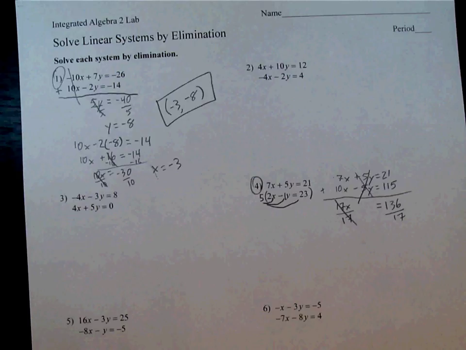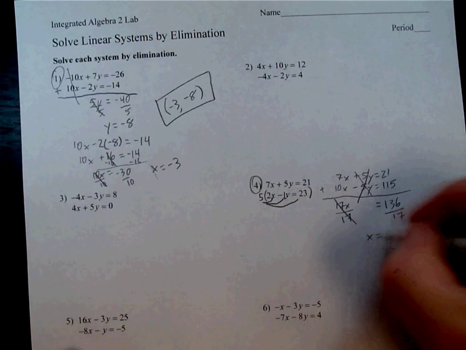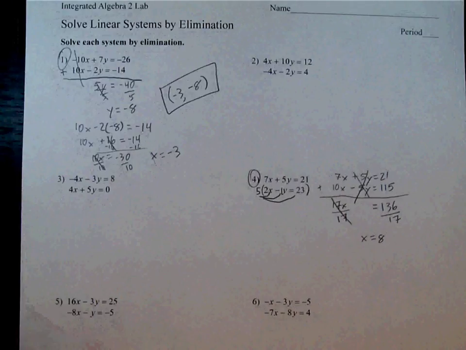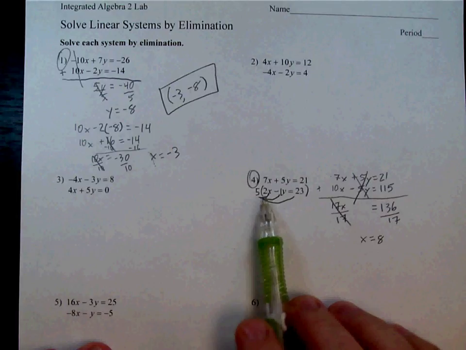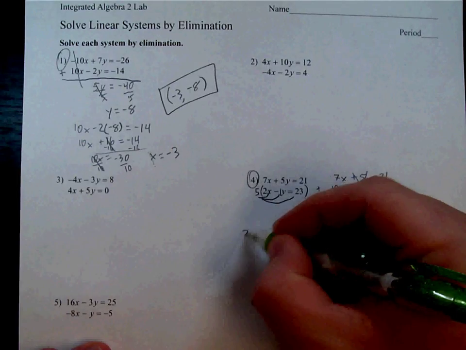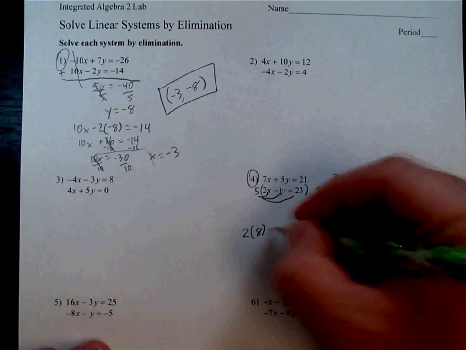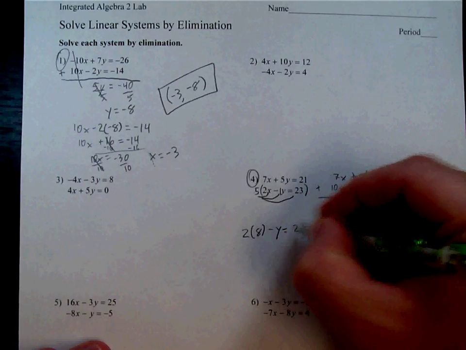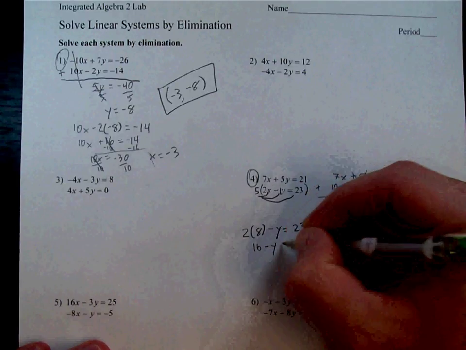136 divided by 17 is 8. So I get that x equals 8. And so now I'll plug that into either one of the original equations, maybe the one with the smaller numbers. So the second one said 2x minus y is equal to 23, but I now know that x is 8. 2 times 8 is 16.